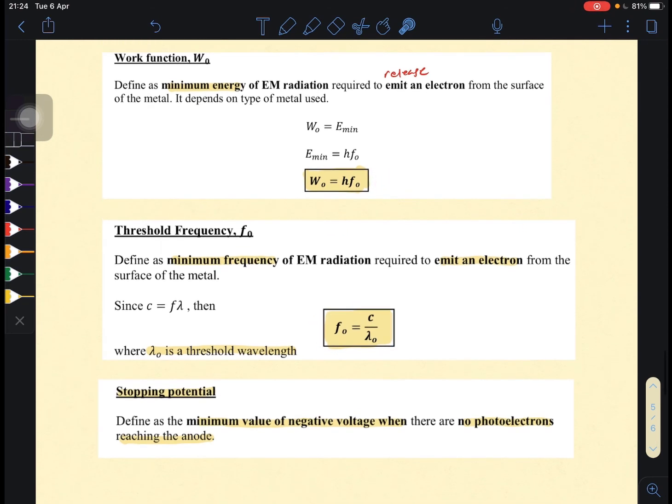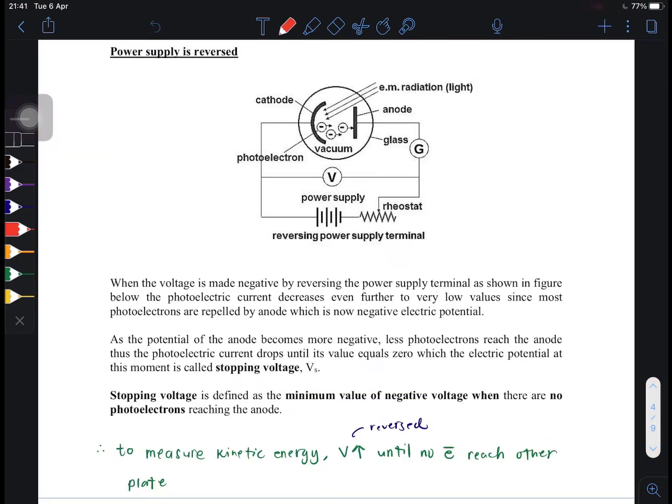And then last one, we have stopping potential, which is defined as the minimum value of negative voltage when there are no photoelectrons reaching the anode. So stopping potential ni kita akan tengok dekat eksperimen. So basically this one is the setup experiment of the photoelectric effect, di mana kita ada battery, rheostat, voltmeter, galvanometer, and there is a glass here, di mana dekat dalam glass ni akan ada dua plate. We have cathode and anode.